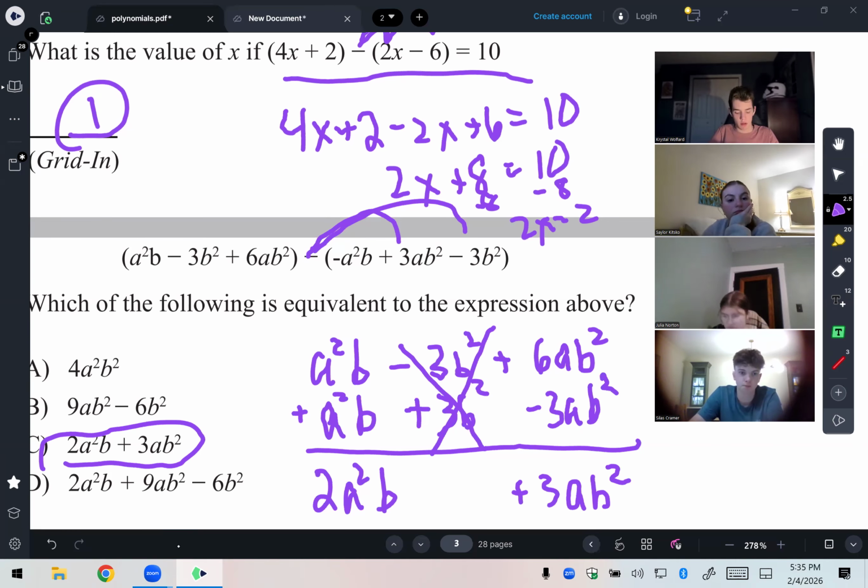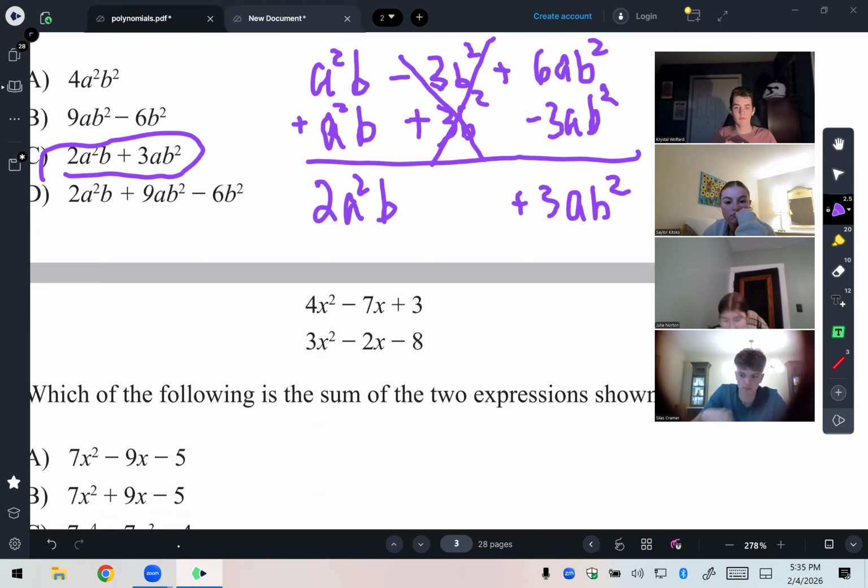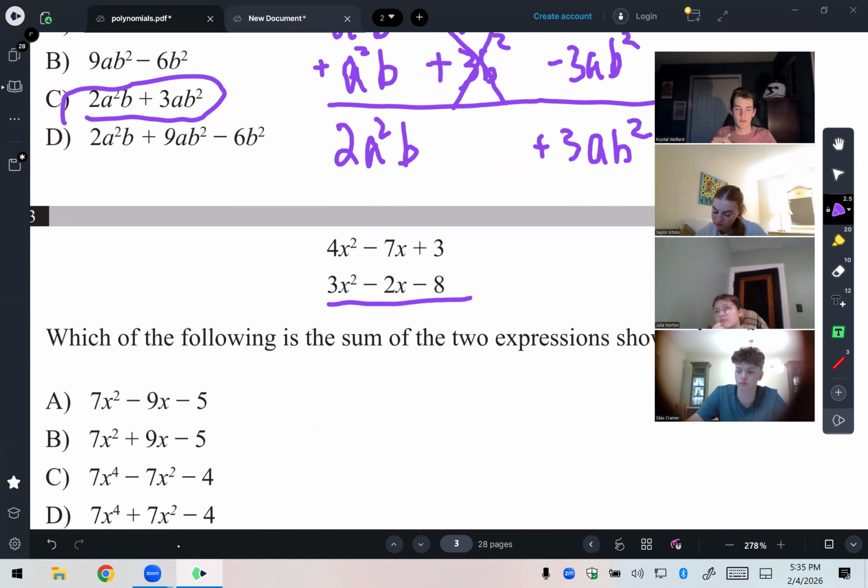So everybody good with that one? Good. It's going to get a little more harrowing tonight. So this one is nice because it's all aligned for you. See if you can beat me to the answer.